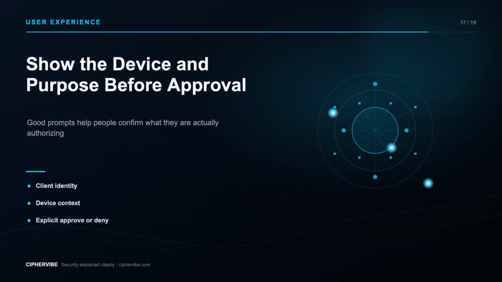Providers and application teams should make the approving experience explicit, identify the client, explain that another device is requesting access, show useful device context when available, and preserve a clear choice to deny. Users should understand that entering the code is authorizing a separate client, not merely proving their identity.